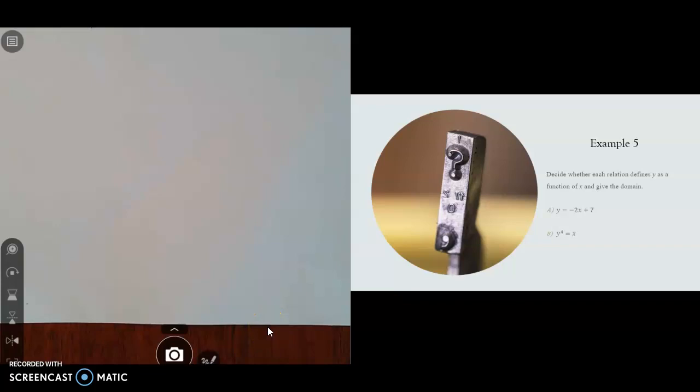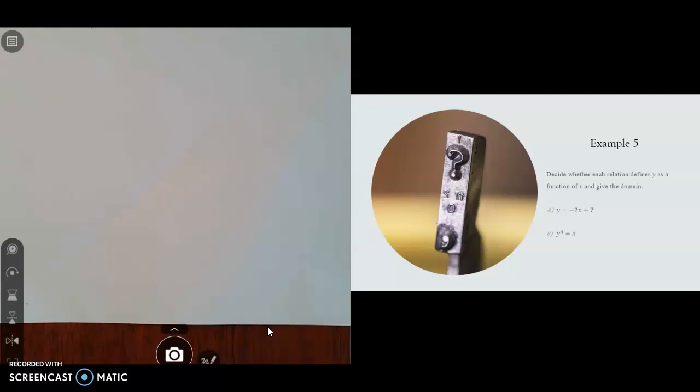Hi, welcome back to section 9.1. We decided if relations were functions based on a graph and found their domain and range using a graph. The next thing we're going to do is decide if a relation is a function based on its equation, kind of doing an algebraic approach and finding the domain algebraically.